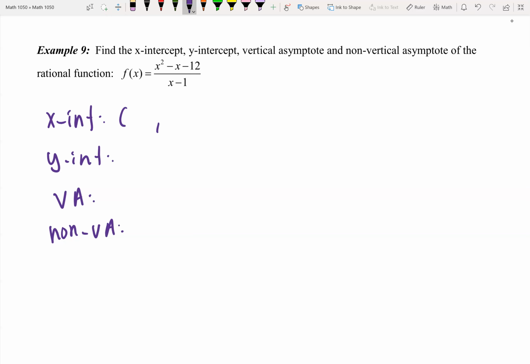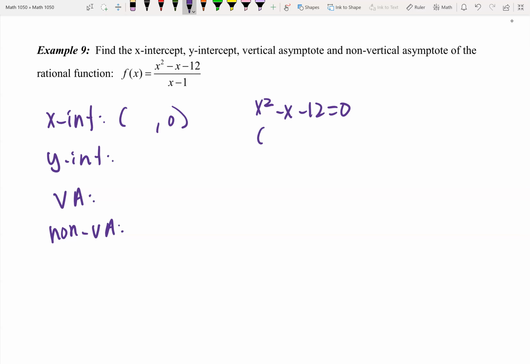To find the x-intercept, you let y be 0, which is the same as letting the numerator be 0. The top. Everybody go x squared minus x minus 12 equals 0. This is what happened on the midterm of the final. They went to find x-intercepts, and that didn't factor. So then what do you do? Quadratic.